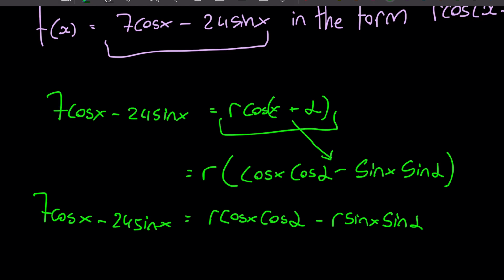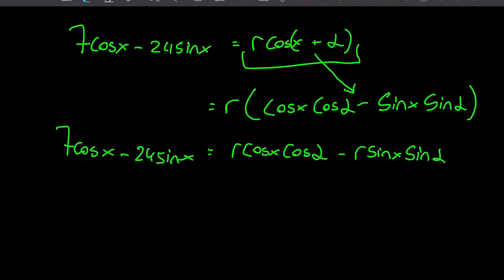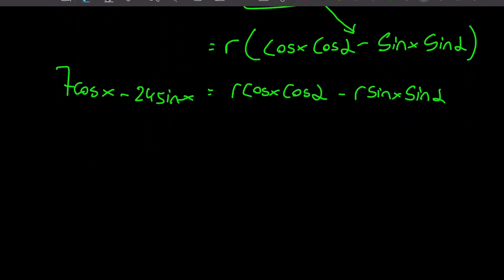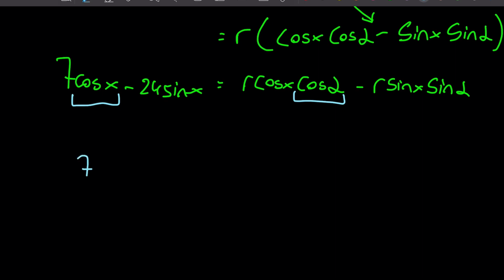So what do we want to do now? Well, we want to solve for r, so we're going to just try to solve for r first, okay? So to solve for r, well, how do we do that again? Do you remember? We equate coefficients. So what has a coefficient of cos x? Well, cos alpha does. So what we'll do is we'll equate it. So we'll have 7 cos x is equal to r cos x cos alpha.